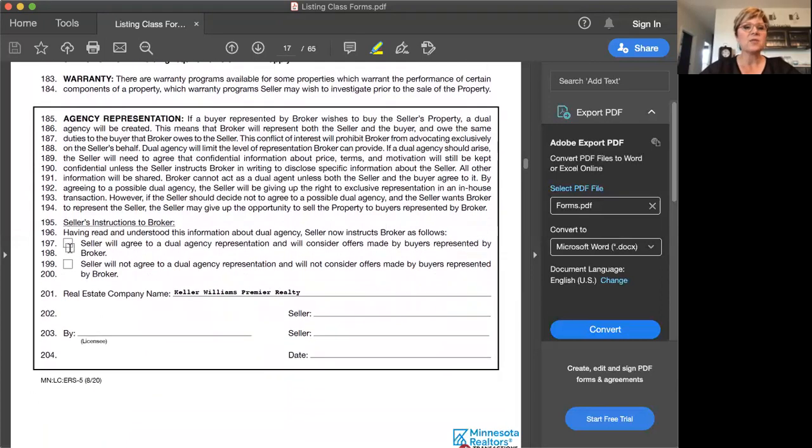Okay, line 183. Hey, Mr. Seller, there are warranty programs out there available that you can attach to the property while we market it for sale as an incentive. Those warranty programs cover the mechanical systems of your house and your appliances for the first year that the buyer would own the property, but it will also cover you during your listing period. Is that something that you're interested in?